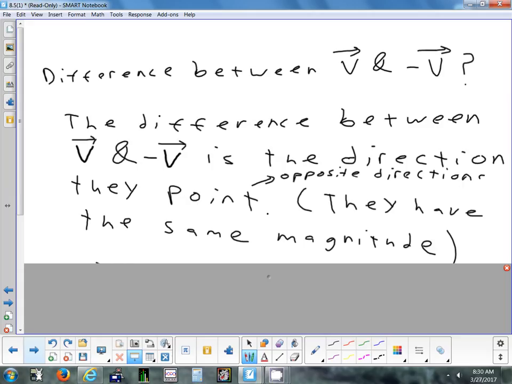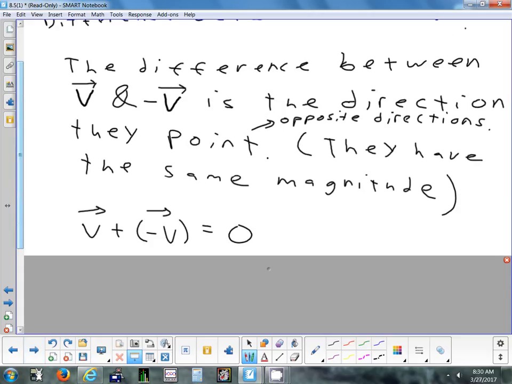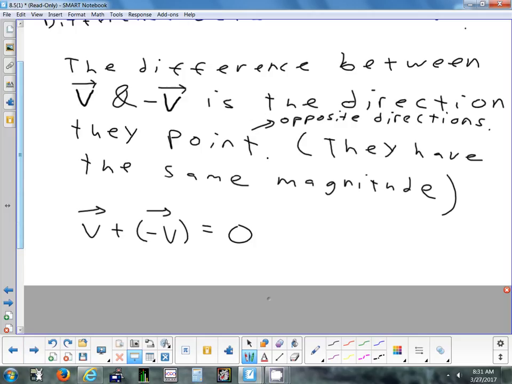And what would you get if you add those two vectors up? The zero vector. So what I have on the board right there, technically that's wrong. You don't add two vectors and get a number. You add two vectors and get a vector. And basically the zero vector, we'll talk more about that, but it represents what we call static equilibrium.